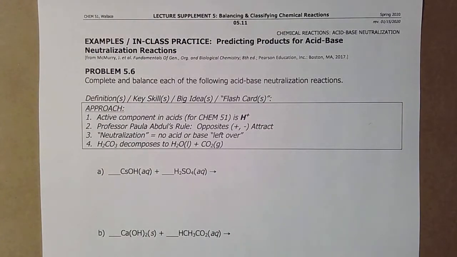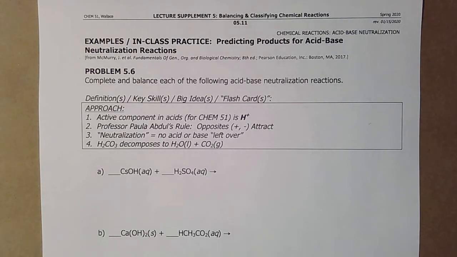All right, folks, so now we're able to identify the type of reaction. What we'd like to do next is more sophisticated, and that is to predict the products. We can take the reactants, decide how they're going to react, and what the products are going to be. So we'll start with acid-base neutralization reactions on page 5.11.